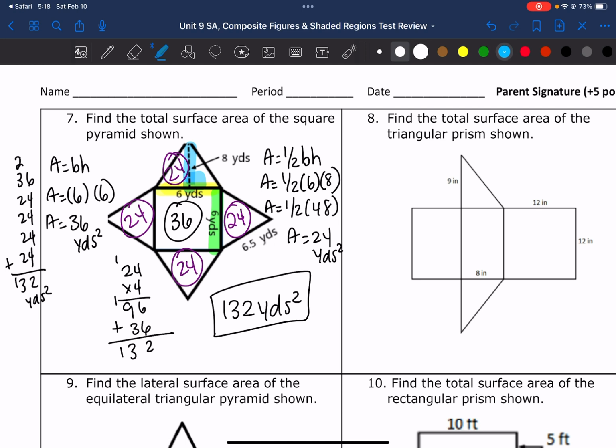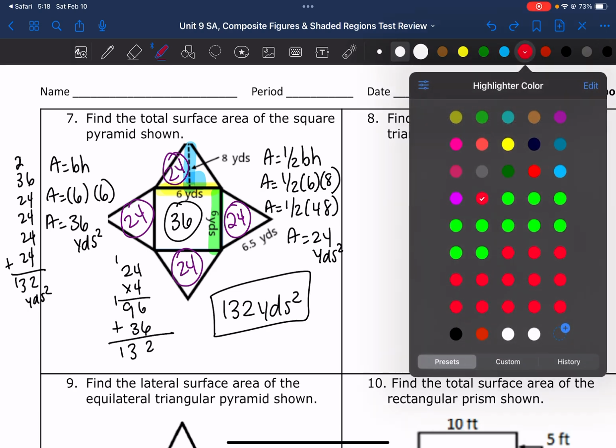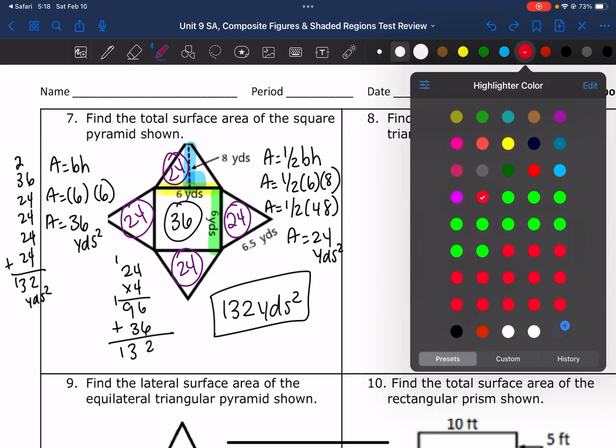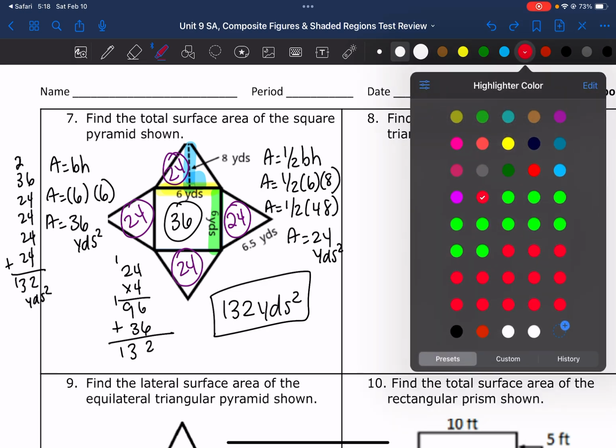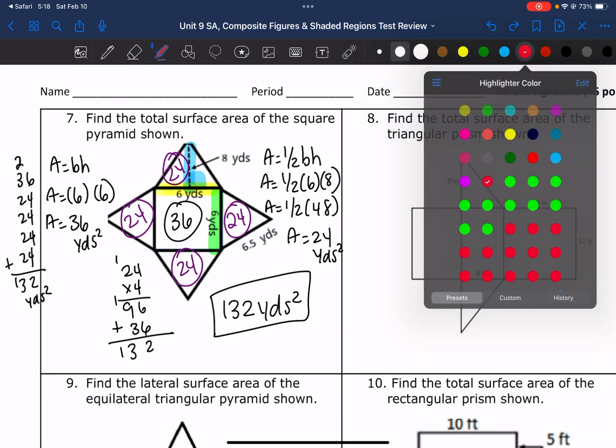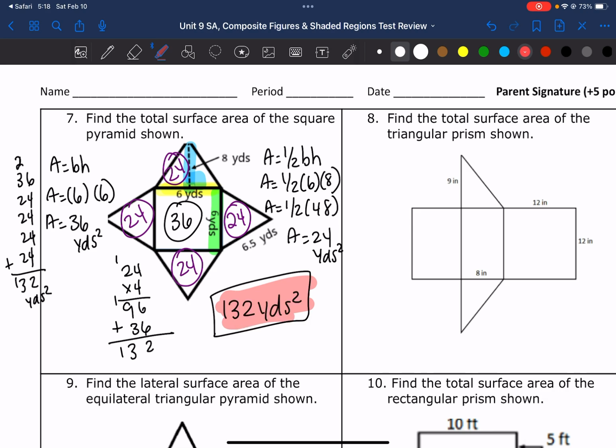Okay. This is not a pretty red color. Let me see if I can find another one. Let's try this one. Did it change? No. There we go. All right, so that is your final answer.